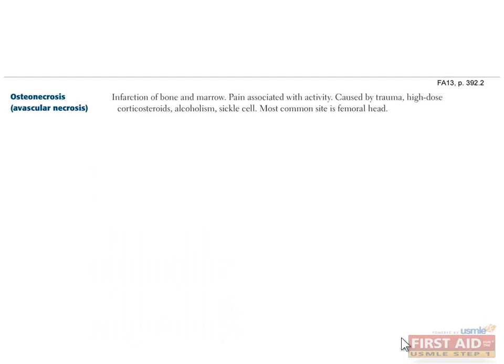Osteonecrosis, or avascular necrosis, occurs when the blood supply to bone is interrupted. It often presents clinically as a pain that occurs with activity and can be caused by a variety of etiologies, including trauma, high-dose steroids, alcoholism, and sickle cell disease. If the blood supply to the part of a bone involving a joint is affected, it can often lead to destruction of the articular surface, causing significant joint pain. This often happens in the femoral head.